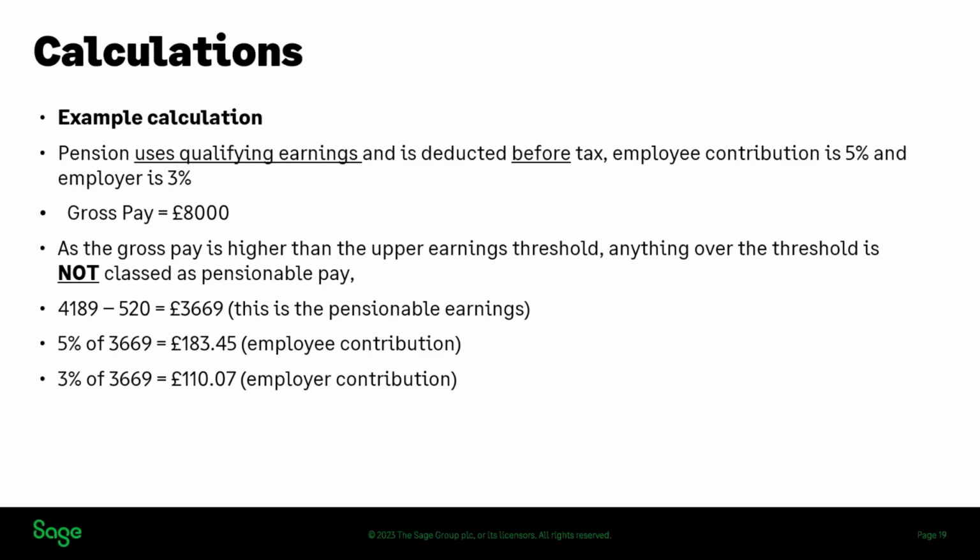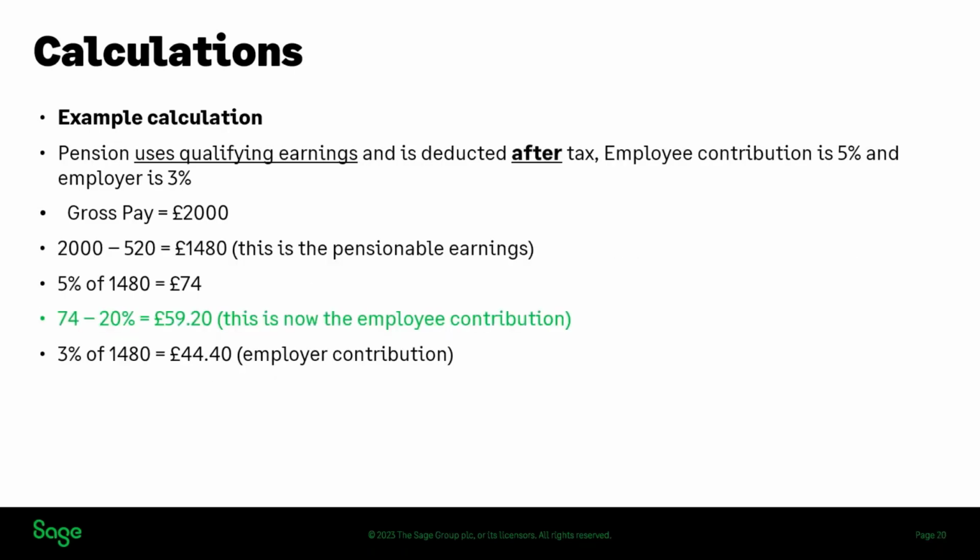So I've got a couple more of these for you. And remember, you can download these handouts so you can get the breakdown of these calculations yourself as well. So the next one, and this is the same setting that we saw in the demo. It's a pension that uses qualifying earnings, but this one is deducted after tax. The employee contribution is 5% and the employer is 3%. And we've gone with the same gross pay figure of £2,000.